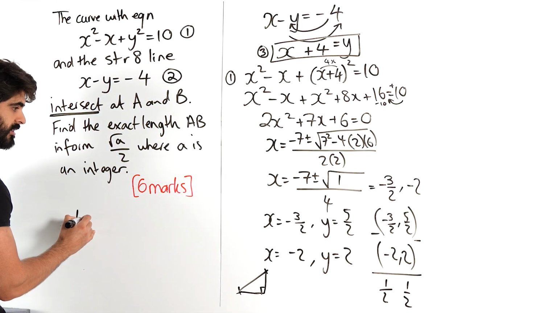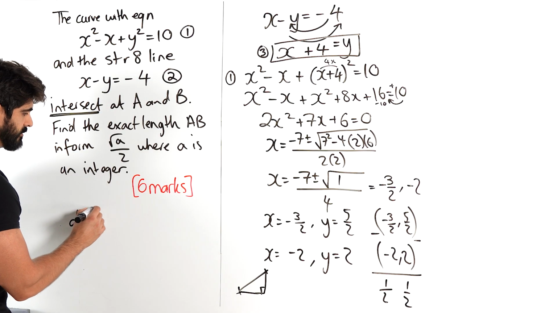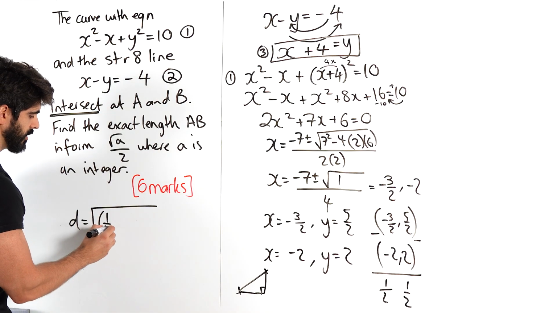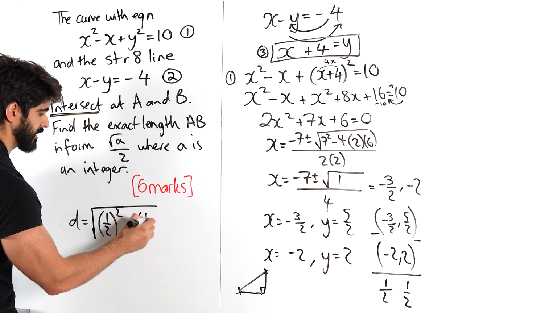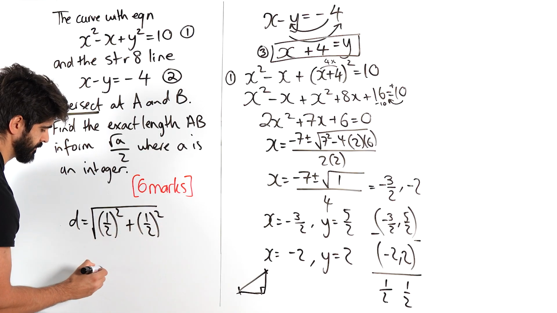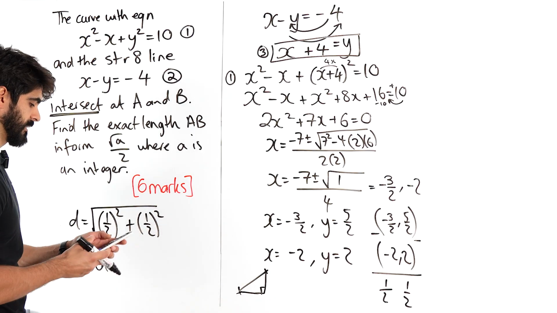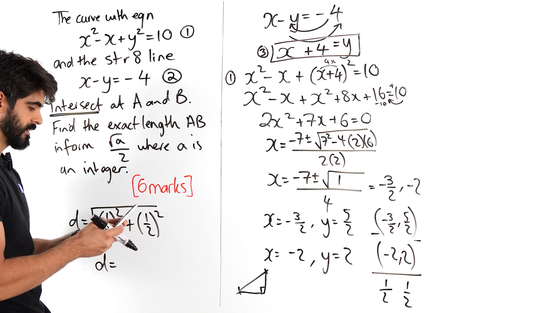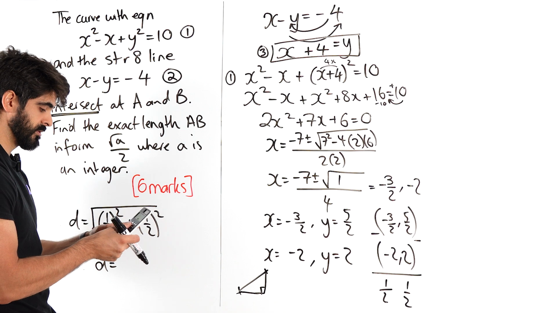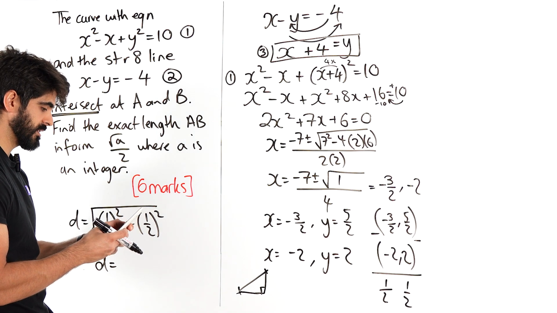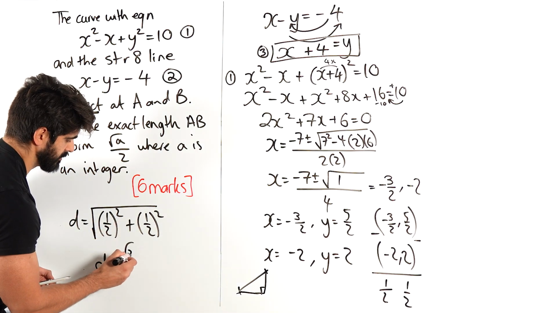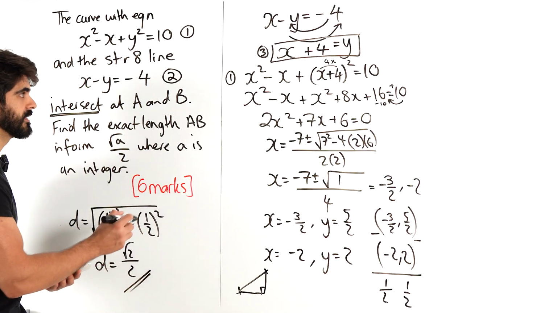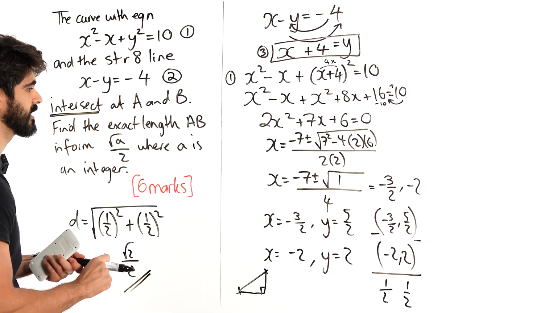Okay? So our distance then, let's do it here. Our distance is going to be the square root of 1/2 squared plus 1/2 squared. Okay? So we have root of 1/2 squared plus 1/2 squared, which gives us root 2 over 2. And that is in the form that they wanted. And that, guys, is a clean question.